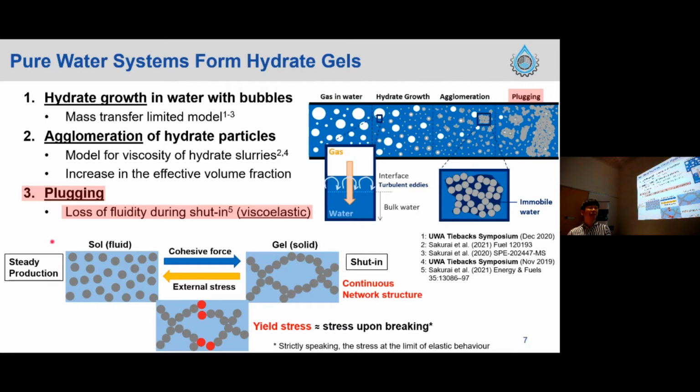And in previous studies, many discuss the Sol state hydrate slurry, which corresponds to the steady state productions. But few studies examine the Gel state hydrate slurries. But if you want to discuss shut-in operations, you need to consider this state. And so this is a basic framework of this study. And this framework tells us the importance of studying the Gel state hydrate slurries.